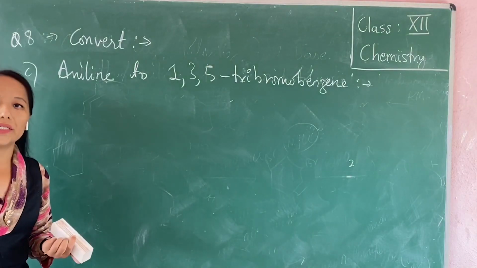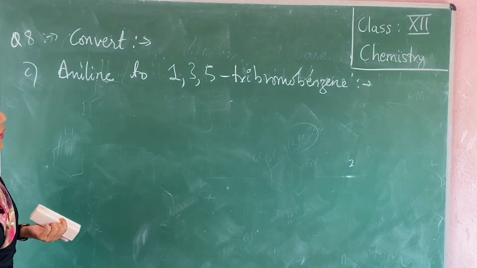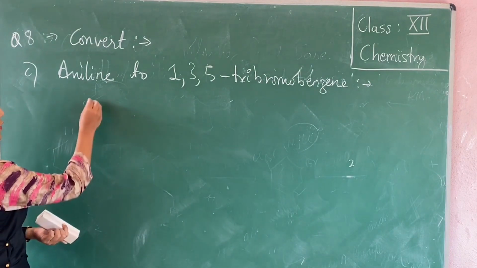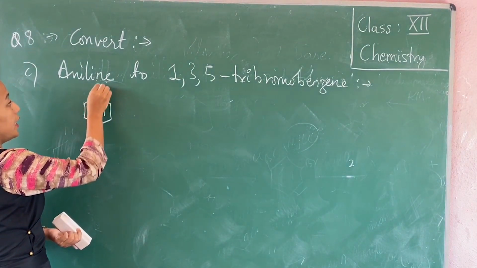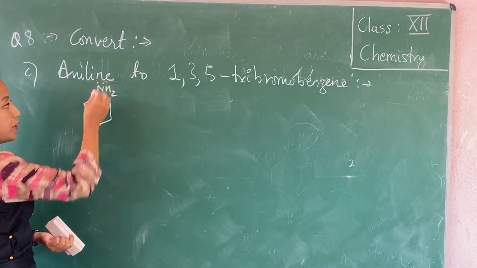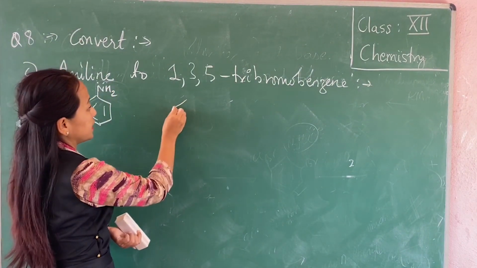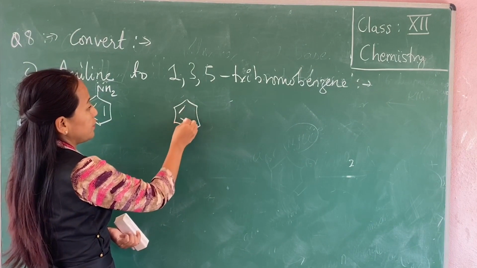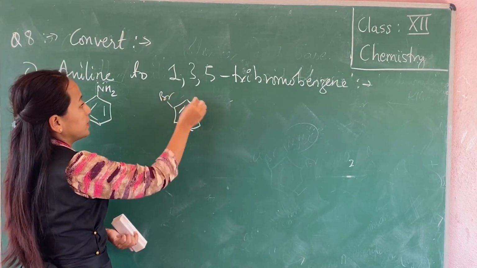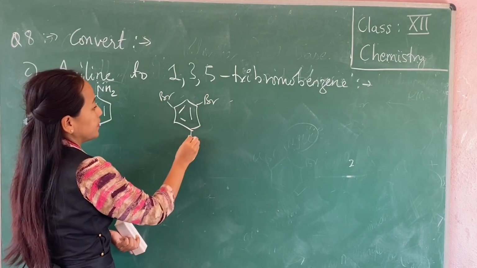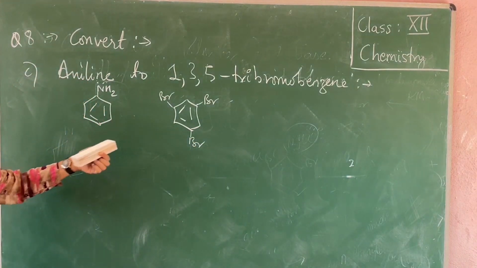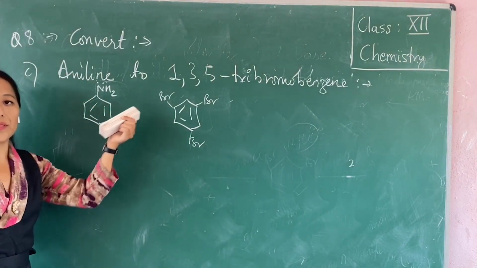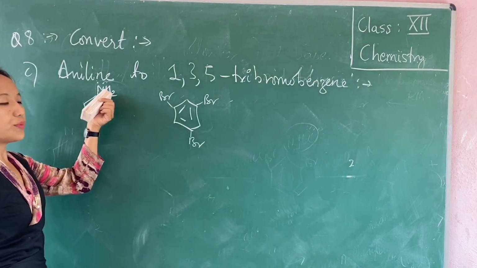The next question is to convert aniline to 1,3,5-tribromobenzene. So first you have to know the structure of the aniline and then the structure of the product that you are supposed to get, that is 1,3,5-tribromobenzene. This is your 1,3,5-tribromobenzene. Now when you compare the structure, you are supposed to introduce the bromine, then you are supposed to remove this NH2.